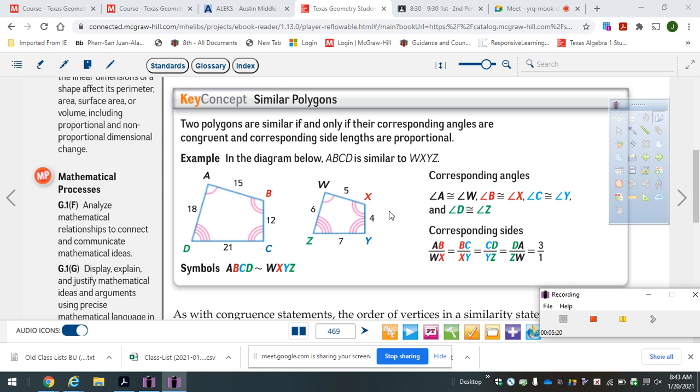So do me a favor, copy this down real quick. It's pretty important that you understand this stuff. It's pretty easy. It's pretty basic.